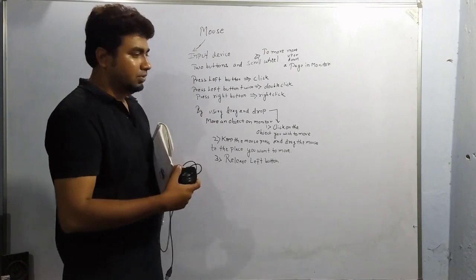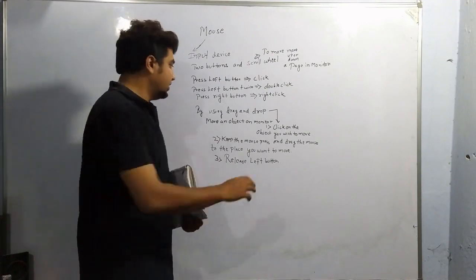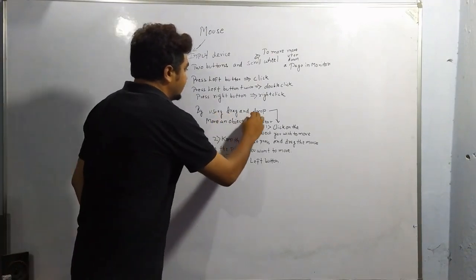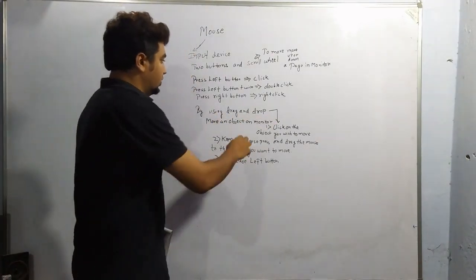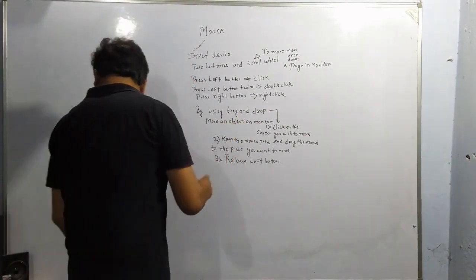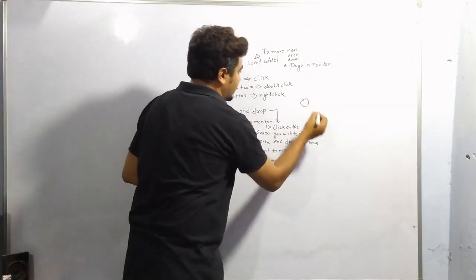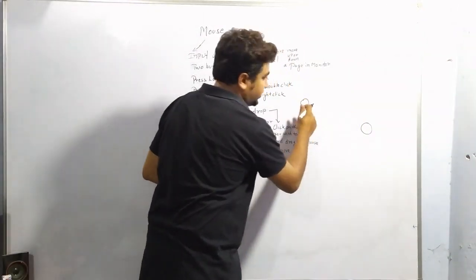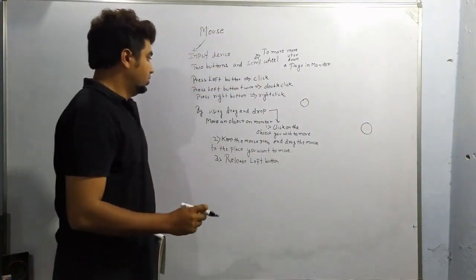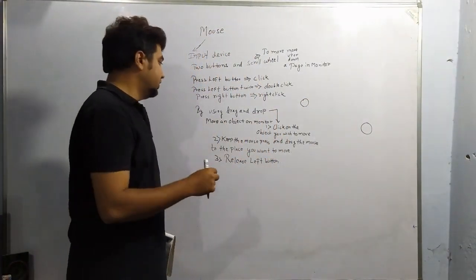Now drag and drop. We'll be studying about drag and drop. What do we understand by drag and drop? Drag and drop means you have to move one object. If I am having one object here, and you have to move this object to this place, we'll be using the mouse. With the help of the mouse, we'll be moving it.